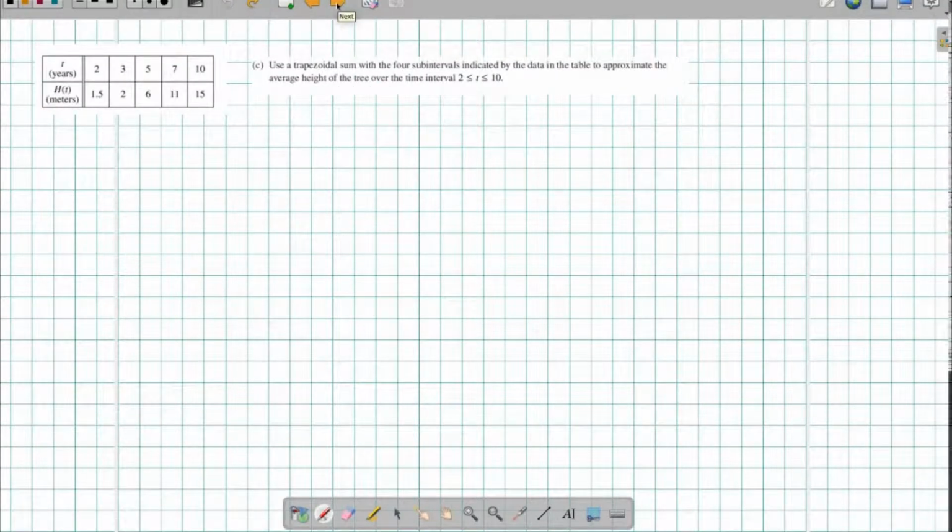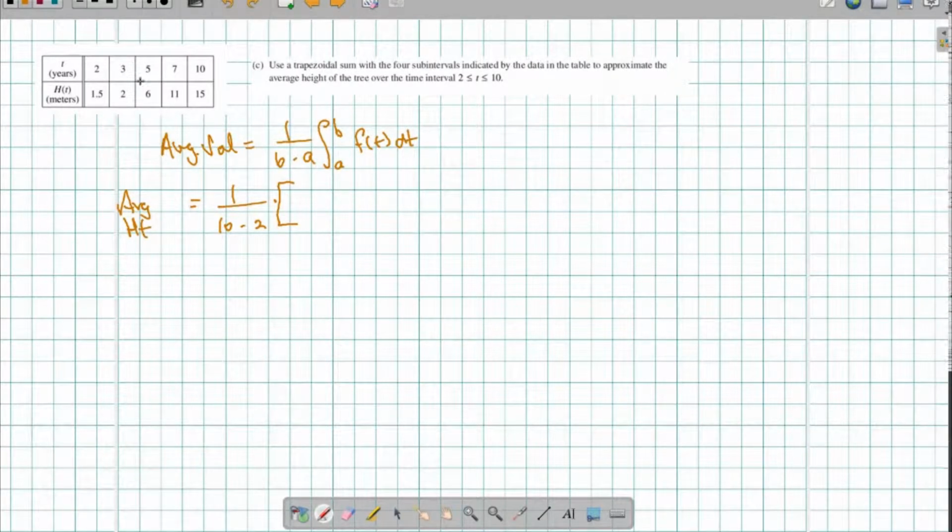Part C says, using a trapezoidal sum with the 4 subintervals indicated by the data in the table to approximate the average height of the tree over the time interval 2 less than t less than 10. Remember that my average value of a function is going to be 1 over b minus a times the integral from a to b of my function with respect to time. So in this case, my average height is going to be 1 over 10 minus 2 times, and I'm going to have to approximate the integral by using a trapezoid.